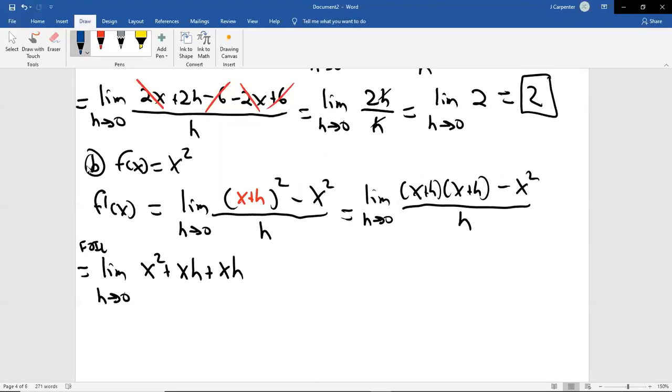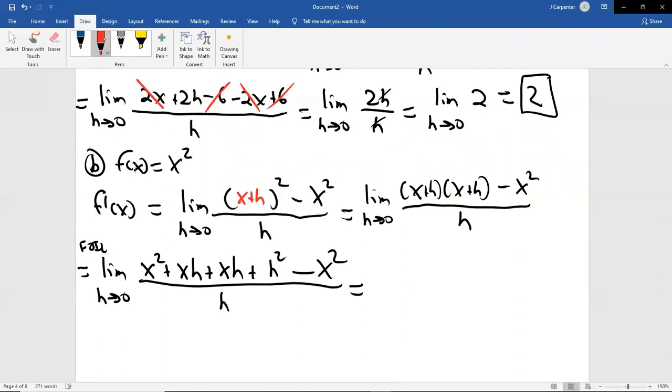Again, the outer and the inner match. This is pretty common to see for binomial squares. Then the last is h times h, which is h squared. So these 4 terms right here, we're just FOILing out the parentheses. Then we have the minus x squared that was already there. Then we have the all over h. Do not be lazy and skip writing the limit. Do not be lazy and skip writing the over h. When you're lazy, you end up forgetting them later and getting things wrong. I can guarantee it. Been there, done that, bought the t-shirt.